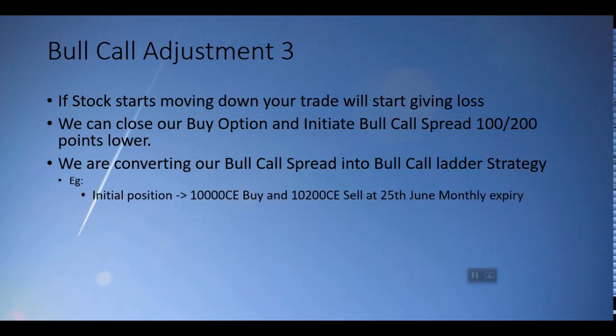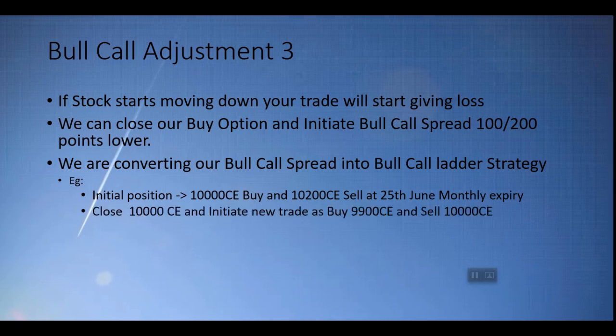So for example, the initial position is a 10,000 call option buy and a 10,200 call option sell, and in this case if the stock starts moving down, then what we are going to do is close out the 10,000 call option alone and keep the 10,200 as it is. We are not going to touch the 10,200 call option sell. After that we'll initiate the new trade by buying the 9,900 call option and selling the 10,000 call option. Which means that we are moving down our bull call spread by 100 points.